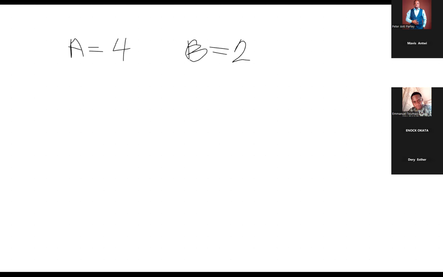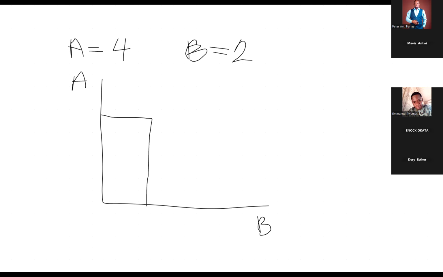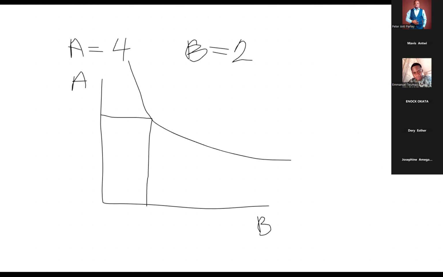Okay. So these are combinations of 2 commodities. If we are talking about an indifference curve, we are saying that this side is apple and this side is banana. So we have 4 apples and 2 bananas. I can draw a curve to the point that these two meet. So this is supposed to be 4, and then this is supposed to be 2. The origin is always 0.